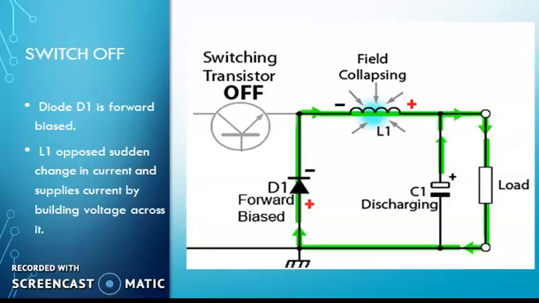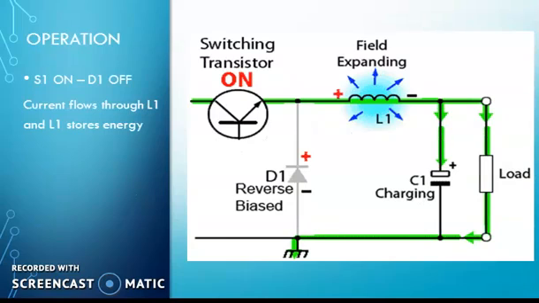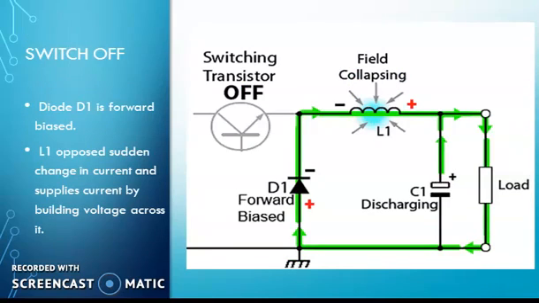When the switch is off, the inductor starts releasing its energy. At that time the diode is forward biased and the capacitor starts discharging through the load. So the output voltage appearing across the load is less than the input voltage. When the switch is on, the voltage across the capacitor appears across the load. When the switch is off, the capacitor discharges through the load, so the voltage across the inductor appears across the load. L1 opposes sudden change in current and supplies current by building voltage across it.